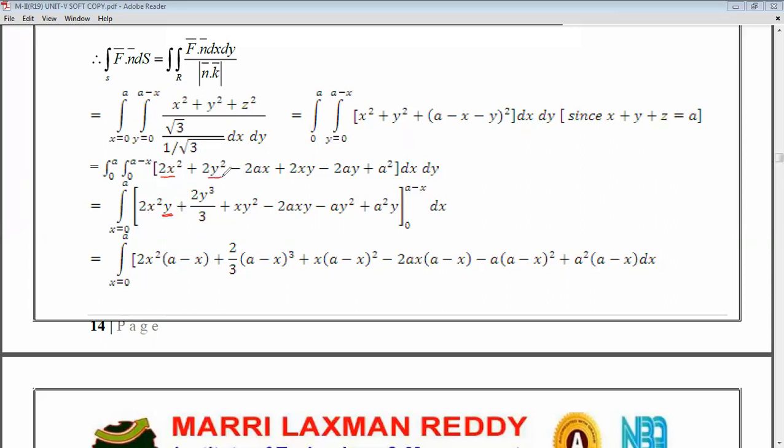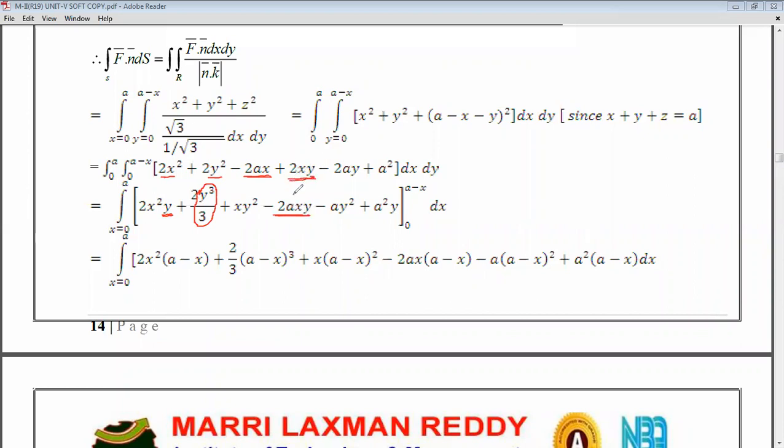And next, integration of y square is y cube by 3. And next, this is a constant one, and simply what we can write here is the constant. So for that, minus 2axy. And next, 2xy is here.